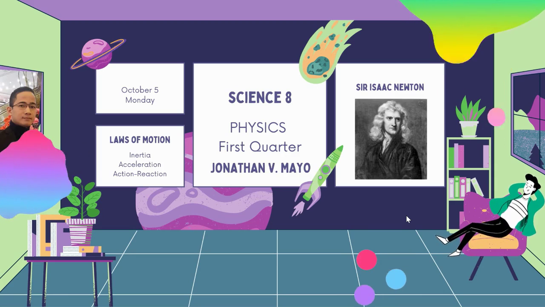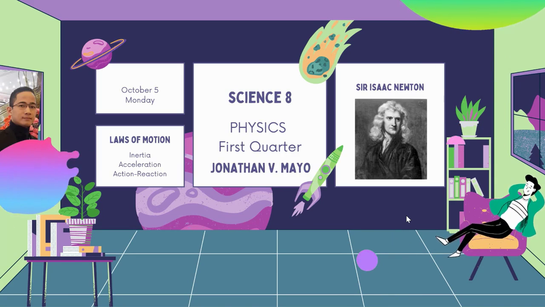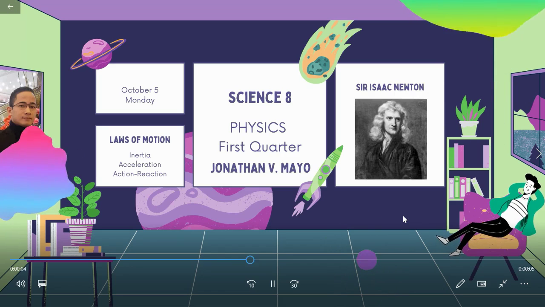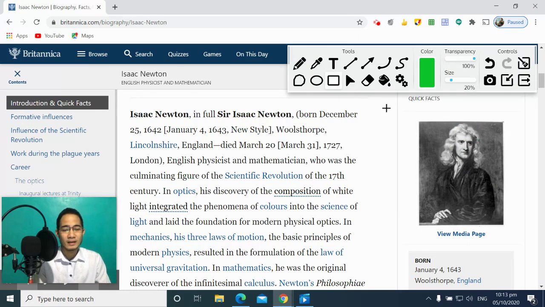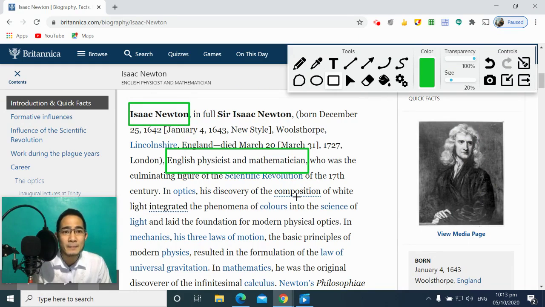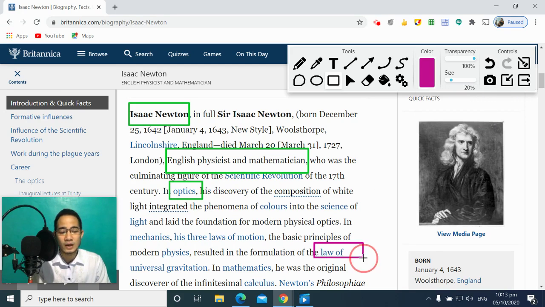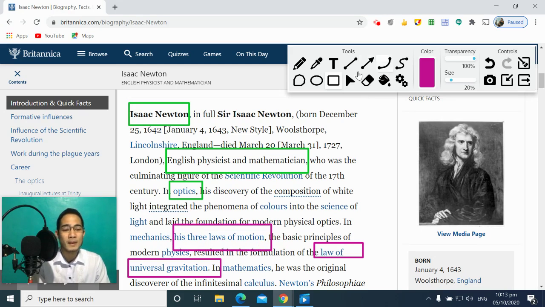In this week, we're going to deal with the law of inertia. We're going to focus on what the law of inertia is. Let's begin. First one is, who is Sir Isaac Newton? Sir Isaac Newton is an English physicist and mathematician. He is well versed in the study of optics. Also, he is known for the law of universal gravitation. And our focus for today is his proposal of his study about the laws of motion.